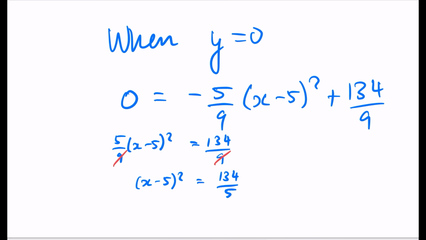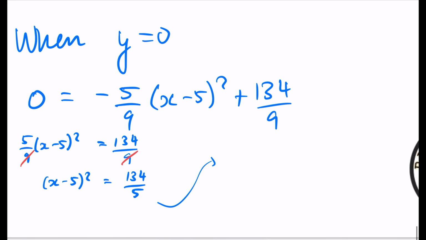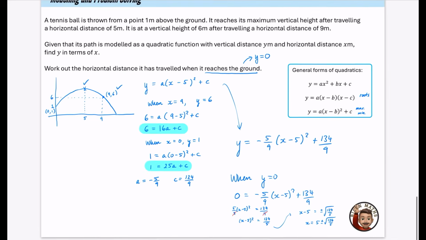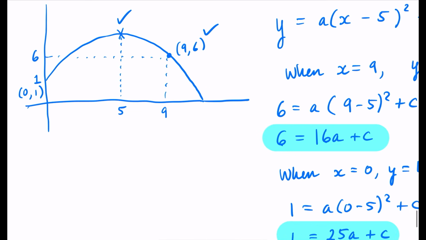And so if I square root both sides, I get that x minus 5 is equal to plus or minus the square root of 134 over 5. And so x is equal to 5 plus or minus the square root of 134 over 5. Now, there's not much point in doing 5 minus the square root of 134 over 5, because it's actually going to correspond to the bit on the graph where the ball has kind of come backwards, and it's corresponding to this bit. So we won't be using that one. We'll just do the other one.